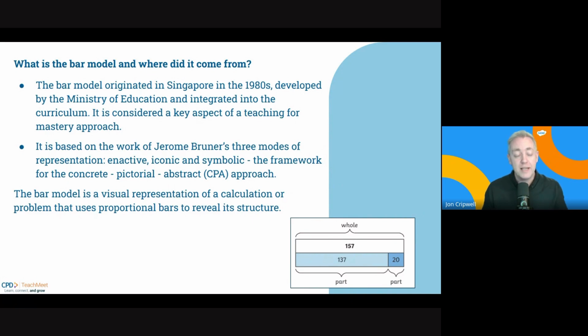So the bar model, as it says here, is a visual representation of a calculation or a problem that uses proportional bars to reveal its structure. And I would suggest that the proportionality of the bars is possibly a bit of a common misconception or mistake that is made, and we'll explore why that proportionality is really key and really important as we go through the session.